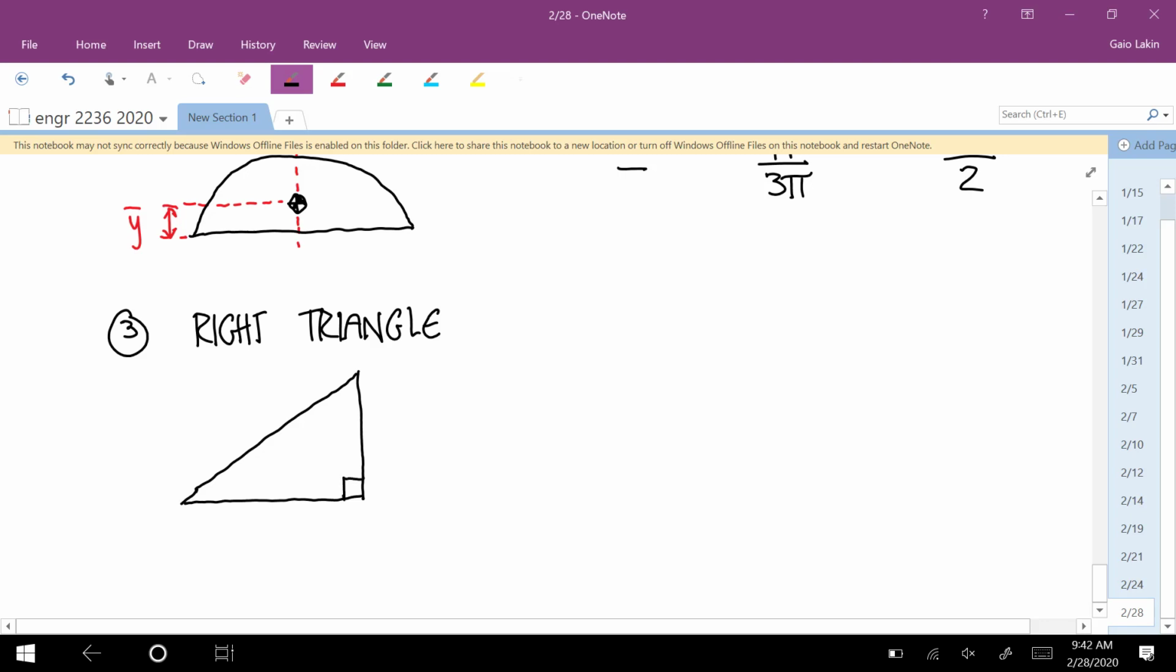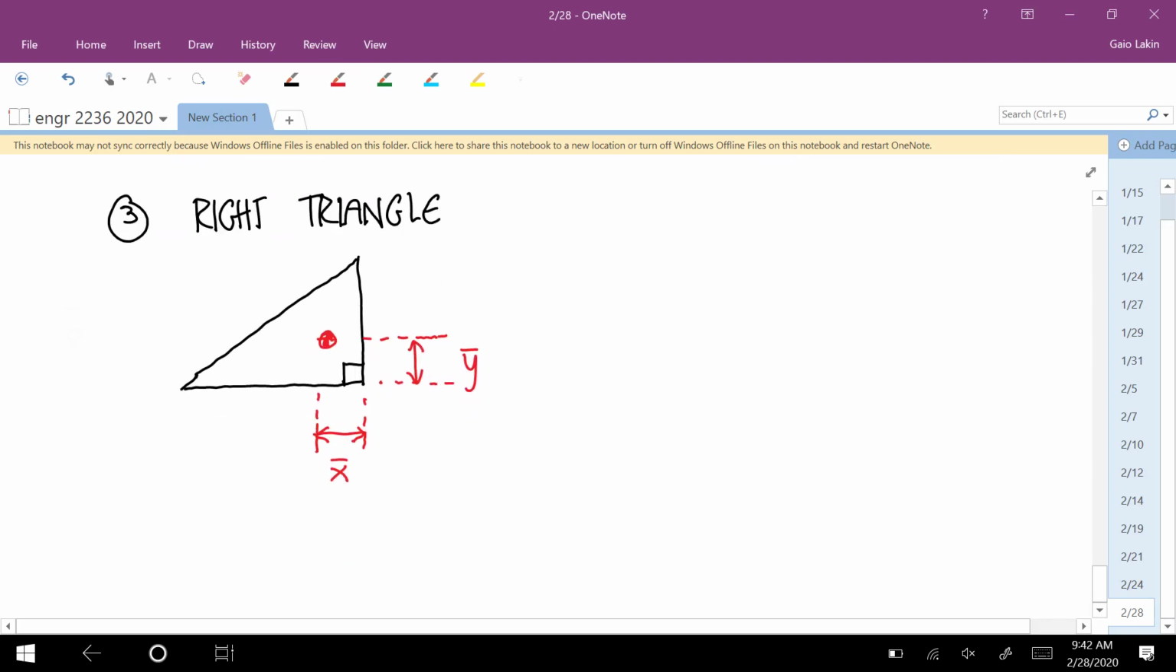Okay, so this is 90 degrees. And we're going to measure our x bar from the flat side and our y bar from the flat side. And the dimensions of this triangle we need to give. So we'll say that this is h and this is b.